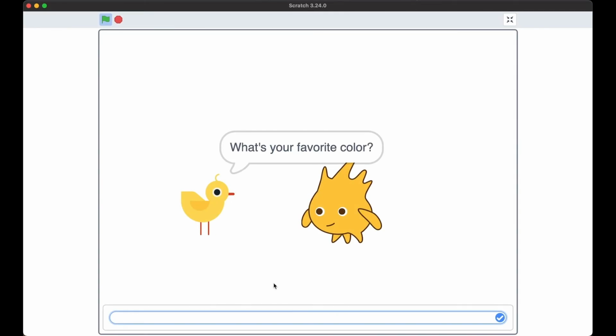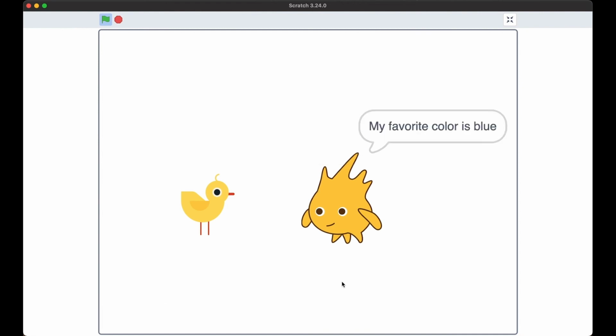For this challenge, I want you to script this scenario. Chick asks Gobo what its favorite color is. Chick asks, "What's your favorite color?" and the pop-up question shows up. When we type in our answer will be what Gobo replies. Gobo will say, "Blank is my favorite color." The answer key will be provided, so make sure you check when you're done.